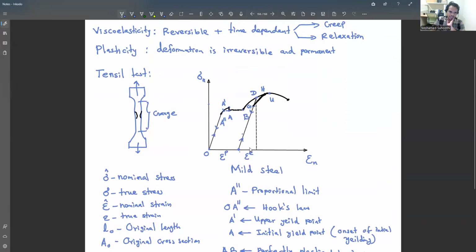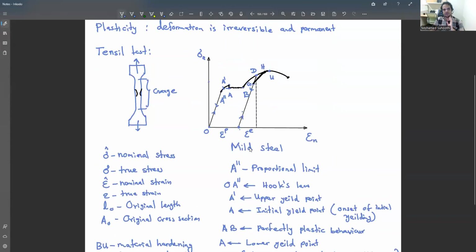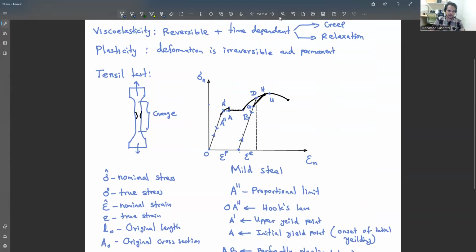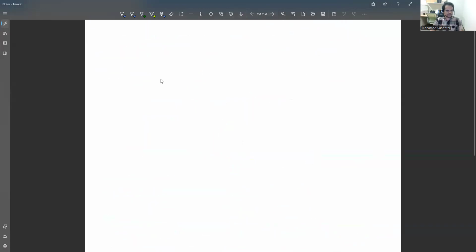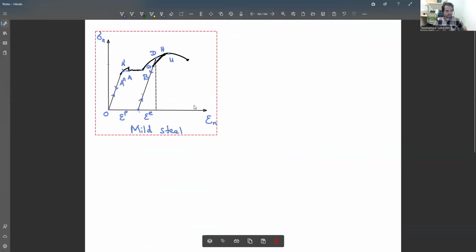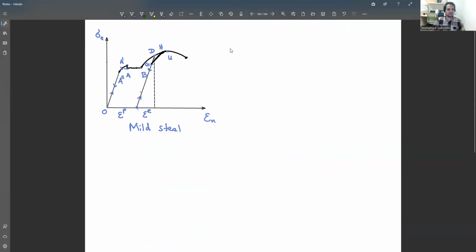Then there is another type of material. Let me bring this one to the next page. Okay, it is here. So now let's say you have something.